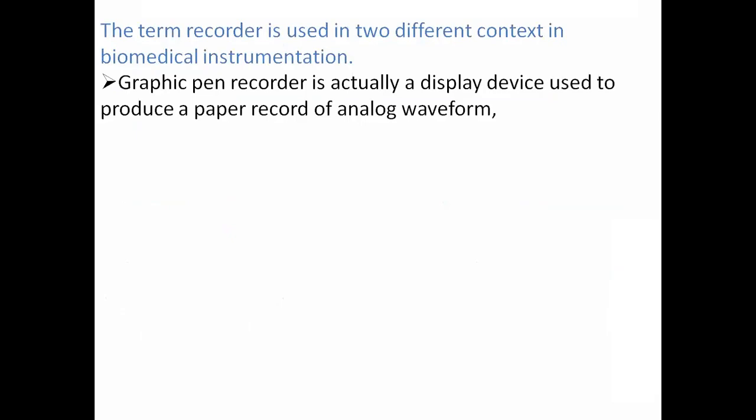Okay. The term recorder is used in two different contexts in biomedical instrumentation. The graphic pen recorder is actually a display device used to produce a paper record of analog form. It produces the analog waveform on the paper. It is a permanent record.